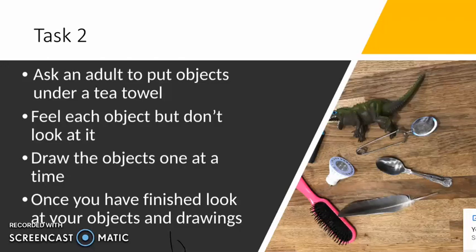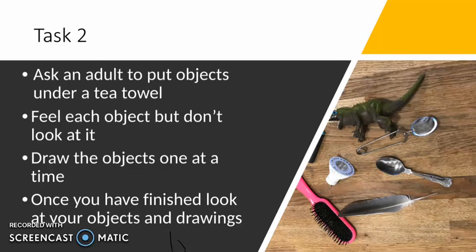For our second task today, we're going to be drawing some hidden objects without looking at them. So the first thing you need to do is to get a wee selection of objects, and they need to be covered over by something like a tea towel. So make sure you've got your objects covered with a tea towel and something to draw with, and a piece of paper or a few pieces of paper. So you might want to pause the video till you've got all of that stuff organised.